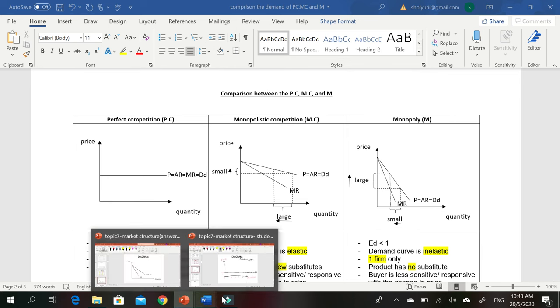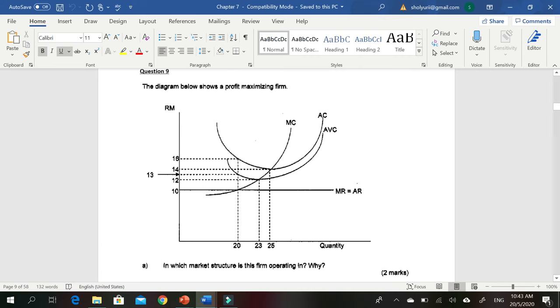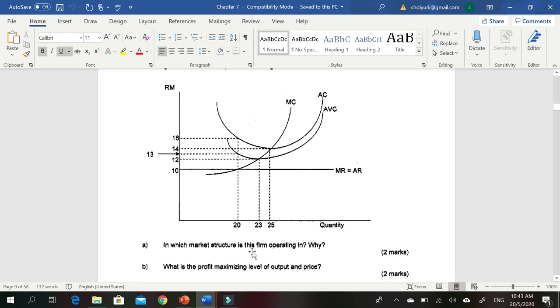Okay? So look at the question. Question tanya apa? Diagram below shows a profit maximizing firm. Jangan lupa baca soalan. Kena-kena tu maklumat dia di sini. In which market structure is the firm operating? So nak jawab apa? Perfect competition. Ya, tulis PC macam tu eh. Make sure you write down in full name eh.